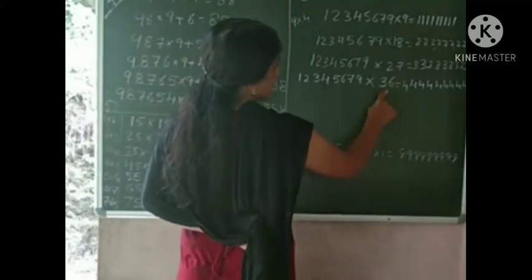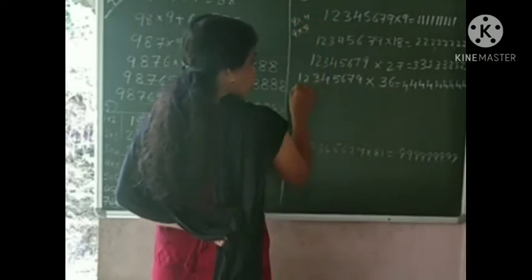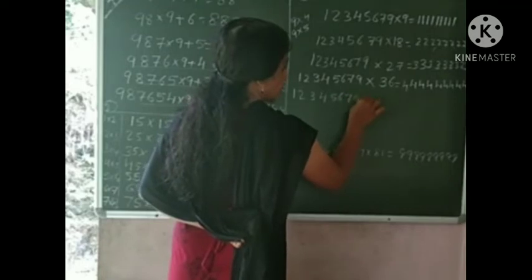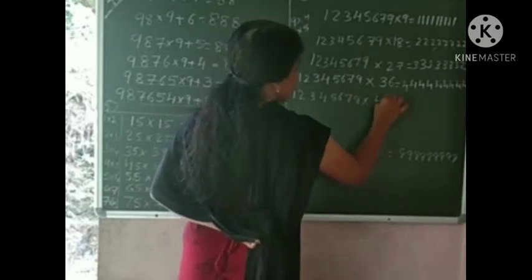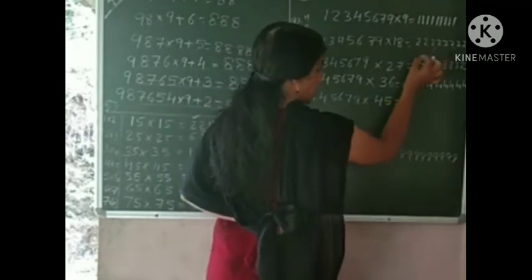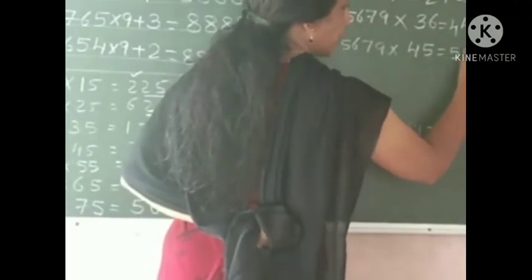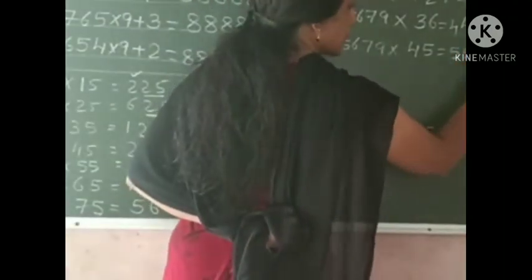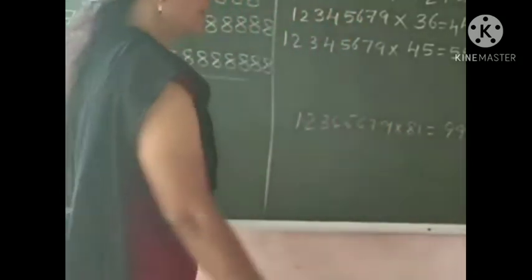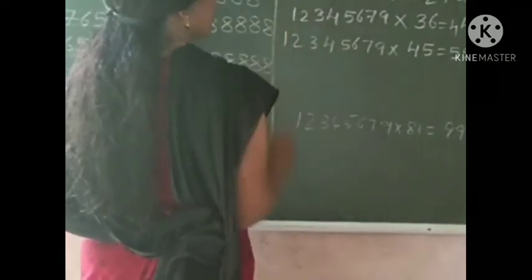Now here 9 4s. Next we can write 9 5s. 1, 2, 3, 4, 5, 6, 7, 8, 9 into 9 5s are 45. Therefore, how many 5s do we need? Here 1 only, 2 only, 3 only, 4 only. Therefore, we can write 9 5s. Understood? Now, next number. 9 6s are 54.